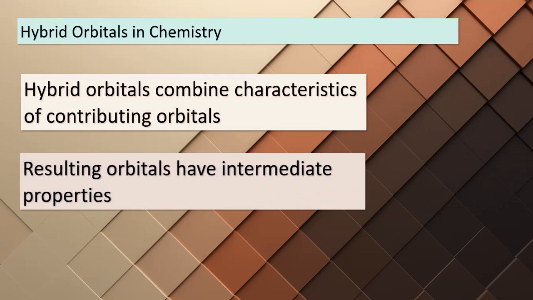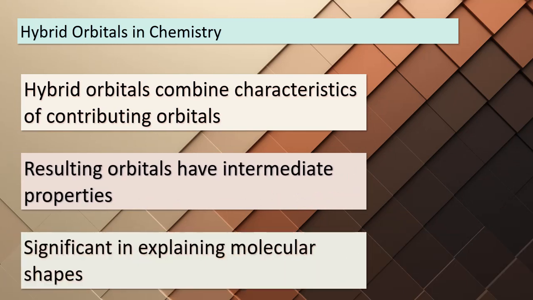Fantastic, my curious learners! Our exploration of hybridization continues, now leading us into the realm of chemistry. Here, we encounter the captivating concept of hybrid orbitals. Just like how hybrid cars and biological hybrids blend characteristics, hybrid orbitals combine traits of contributing orbitals. This blending gives rise to orbitals with properties that are intermediate between the original orbitals.